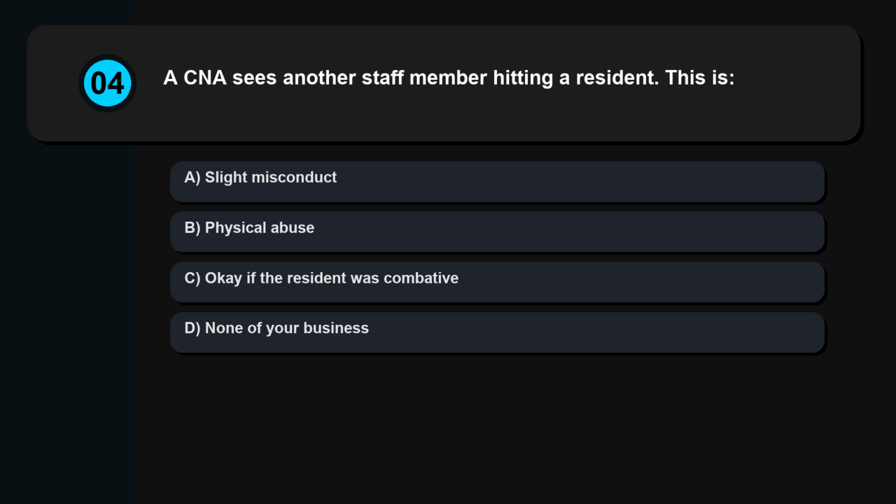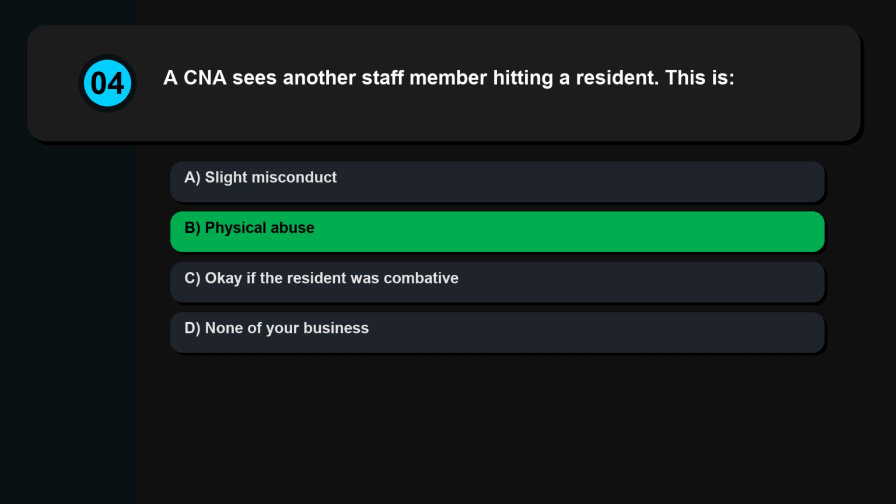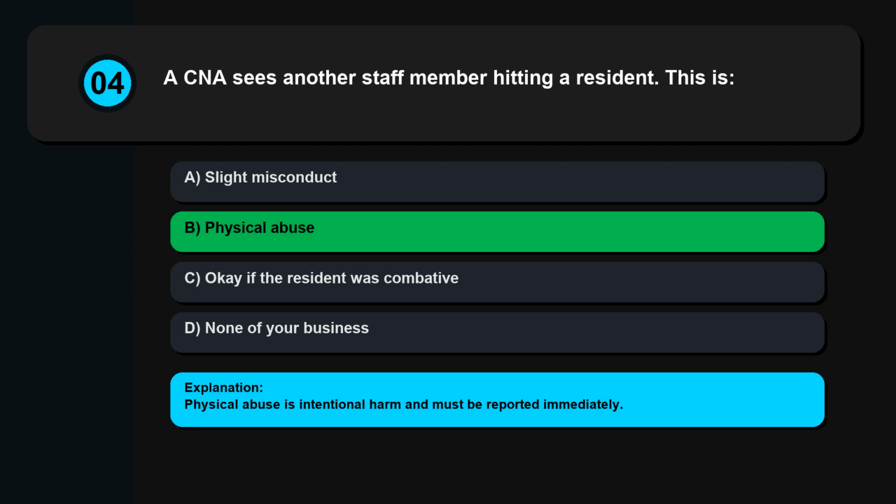Question 4. A CNA sees another staff member hitting a resident. This is slight misconduct, physical abuse, okay if the resident was combative, none of your business. Physical abuse is intentional harm and must be reported immediately.